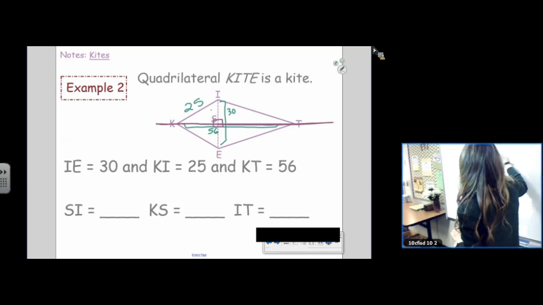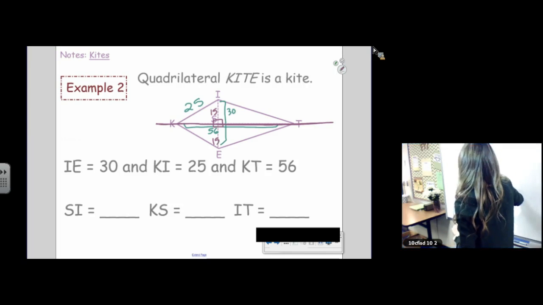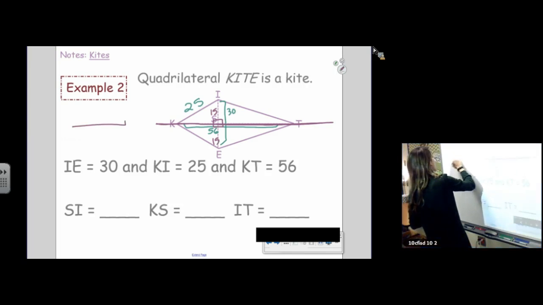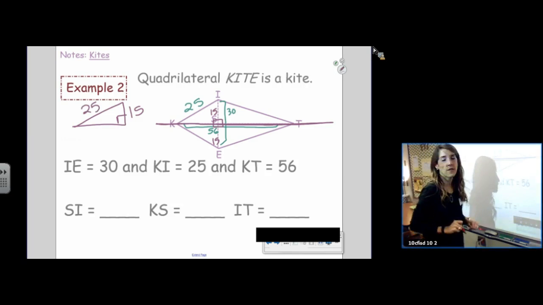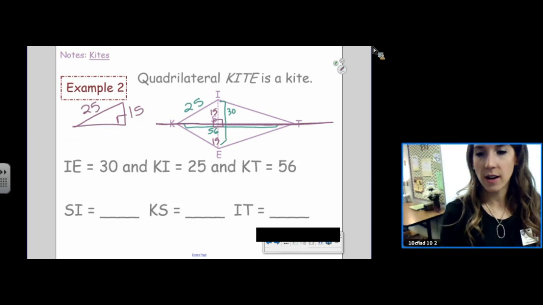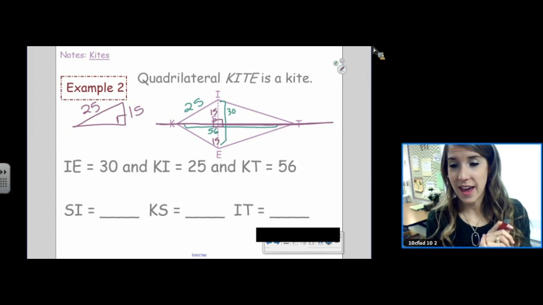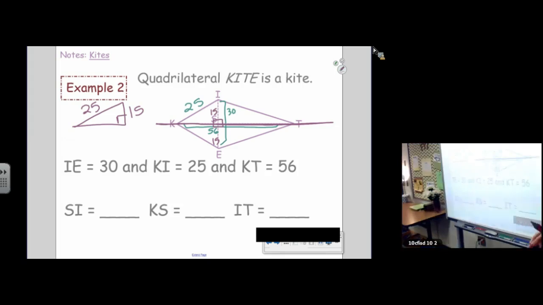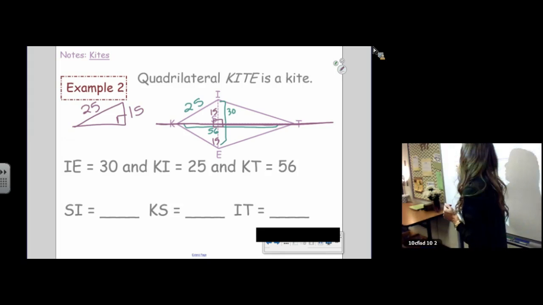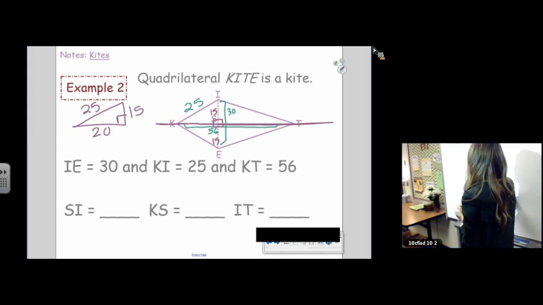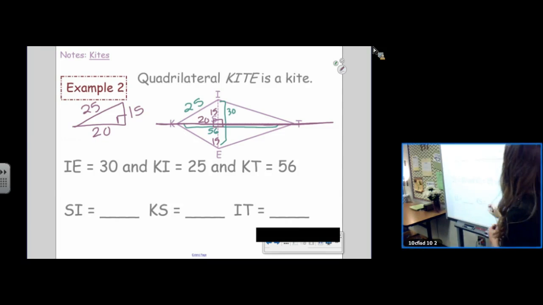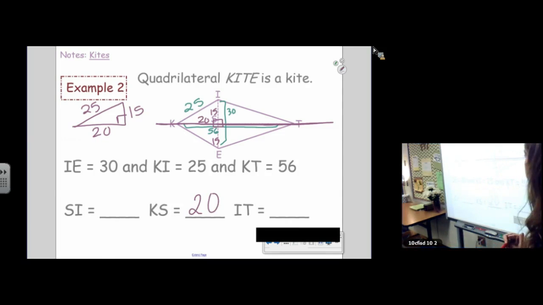So this is 15, 15. So now I can do Pythagorean theorem with this triangle right here. 25 squared minus 15 squared. You get 400. You square root 400 and you get 20. KS is 20.